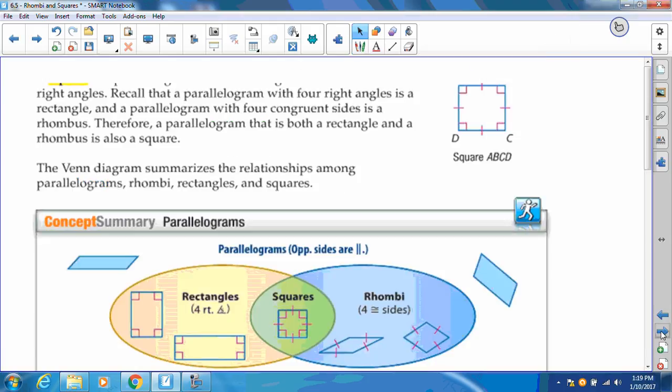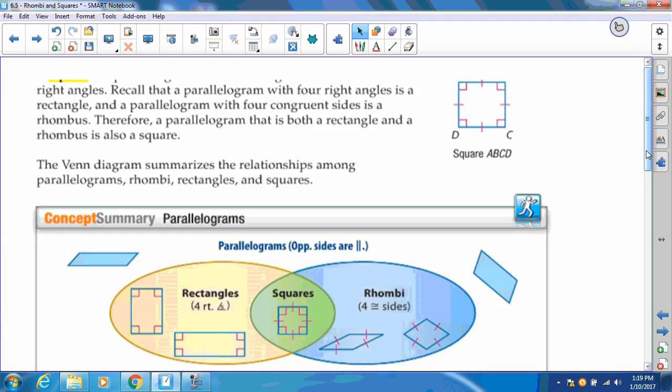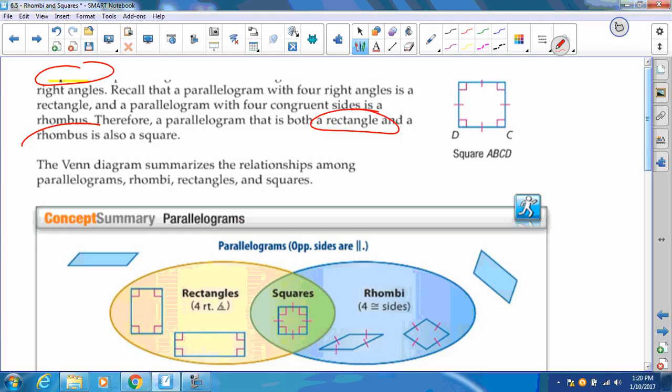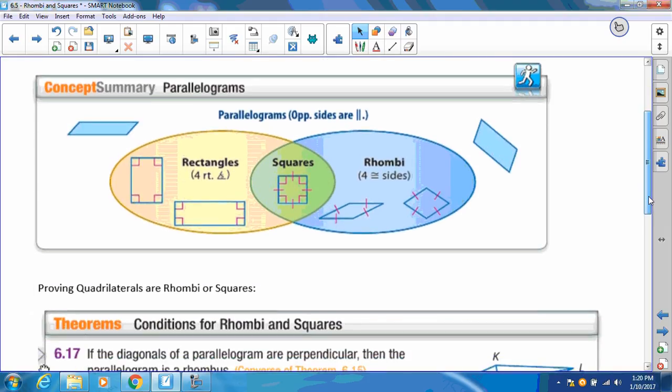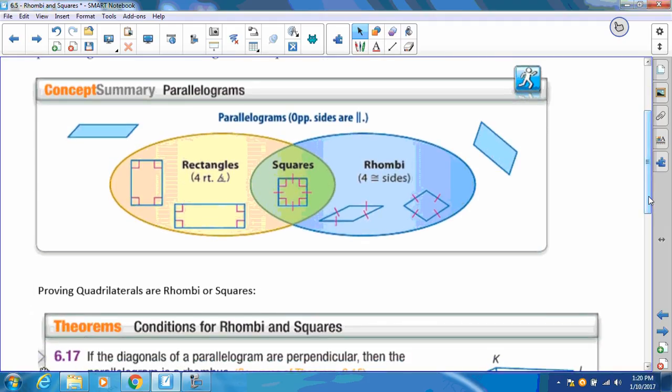Okay, now, it looks like this got cut off a little bit. This sentence here got cut off, but it should be on your notes, and that is that a square is a parallelogram with four congruent sides and four congruent angles. So the best way to remember that is that it's a rectangle and it's a rhombus. So if a rectangle and a rhombus made a baby, you have a square. So this Venn diagram is giving you a picture of this concept.